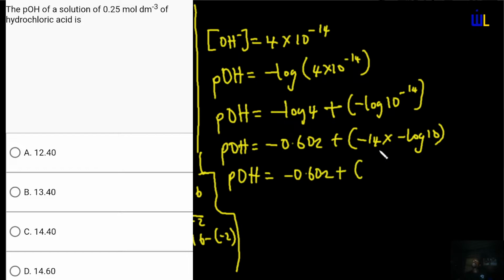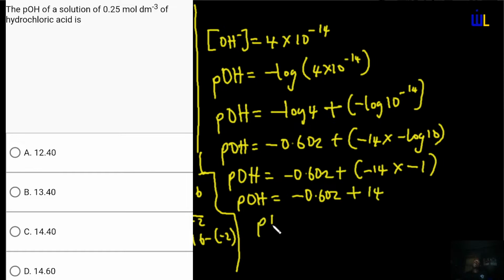Once you have this, the pOH will equal negative 0.602 plus negative 14 times log 10. Log 10 is 1, so minus 1 is there. Then pOH equals negative 0.602, and minus times minus is plus, so plus 14. When you do that, our pOH is going to give us 13.398. I hope this was understood.